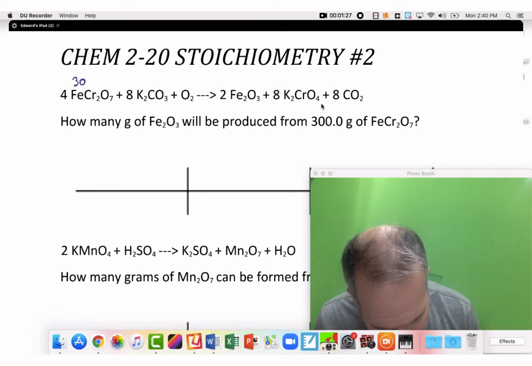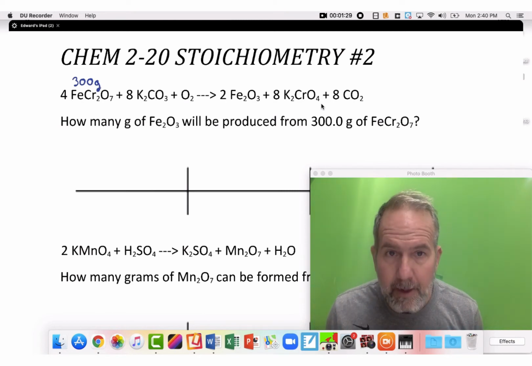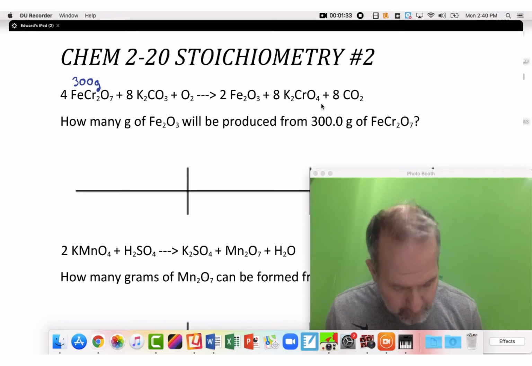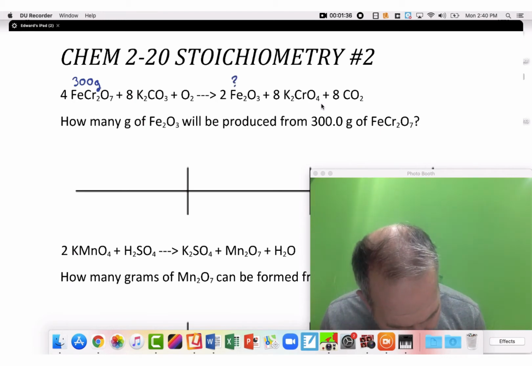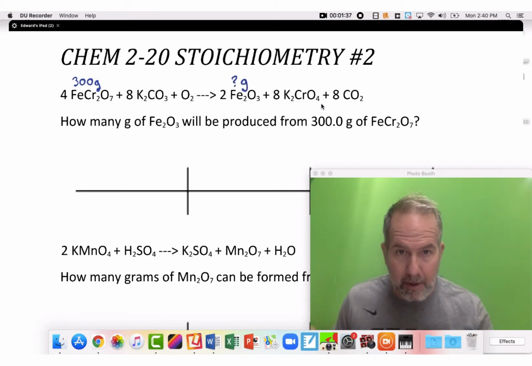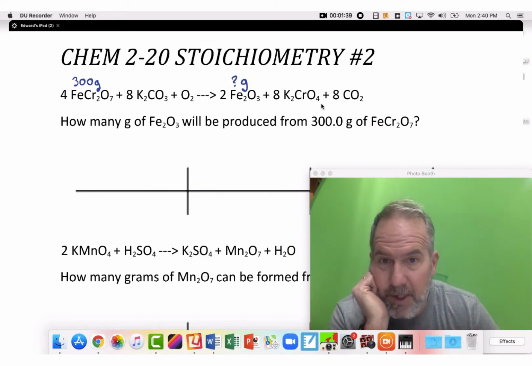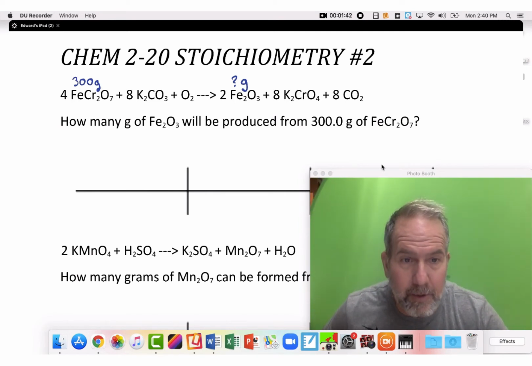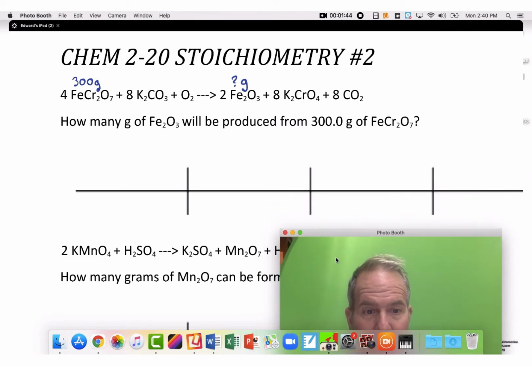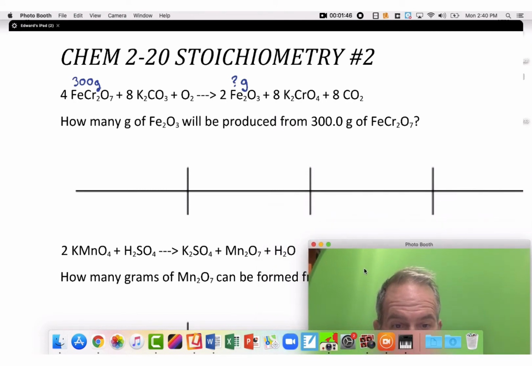So we have 300 grams of this, and we want to know how many grams of Fe2O3 there'll be. So how many grams of this? That's a good start like that, okay? That's the first thing you need to do. You need to be able to decipher the question and get to the point where you can figure out what you're going to do. Now remember, our pattern is grams to moles to moles to grams. So we have to follow that.